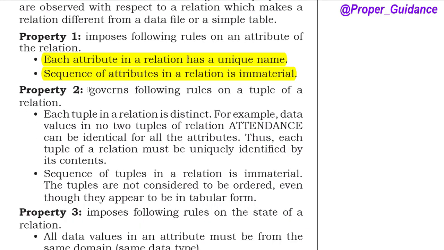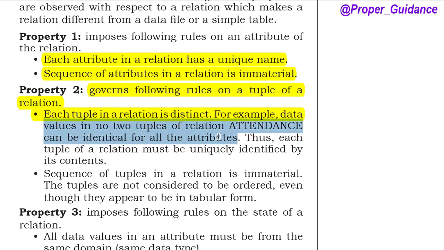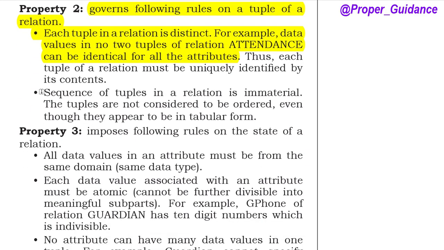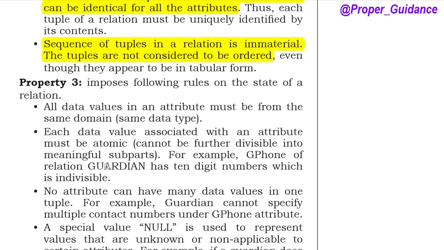Property 2 governs the following rules on a tuple of a relation. Each tuple in a relation is distinct. For example, data values in no 2 tuples of relation attendance can be identical for all the attributes. Thus, each tuple of a relation must be uniquely identified by its contents. And the sequence of tuples in a relation is immaterial. The tuples are not considered to be ordered, even though they appear to be in tabular form.